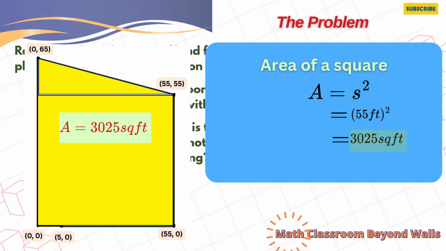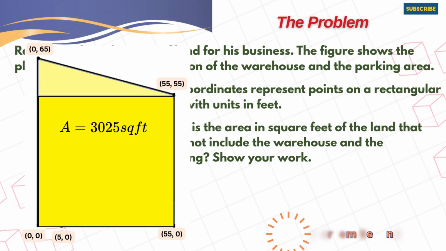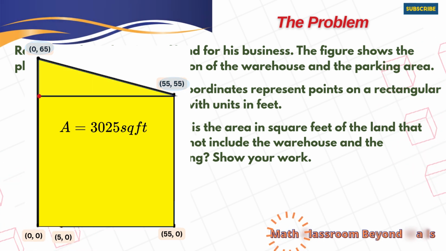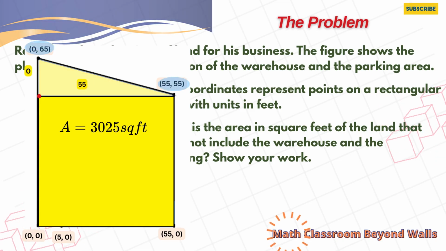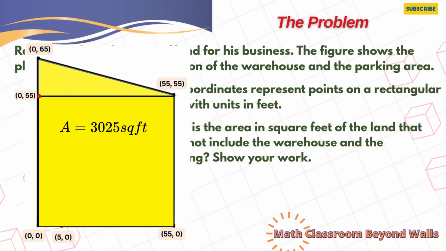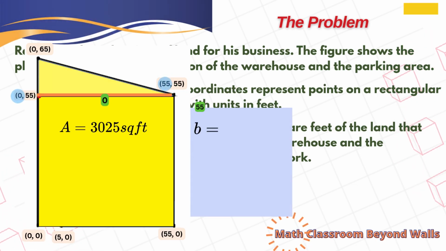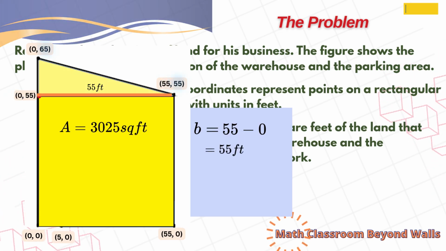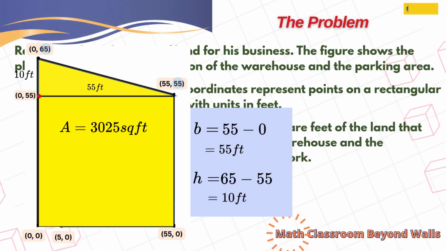Now, we proceed by getting the area of the triangle. Again, we need to know the coordinates of the vertices of the triangle. So far, we know the coordinates of two vertices, but not the third one. Using the existing coordinates as our guide, the coordinates of the third vertex are 0, 55. To get the area of the triangle, we need to get the value of the base and the height. For the base, we have 55 minus 0, which is 55 feet. For the height, we have 65 minus 55, which is 10 feet.